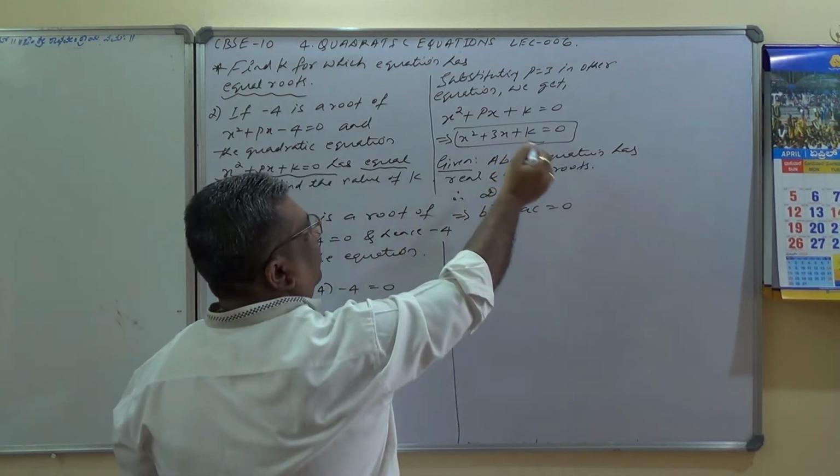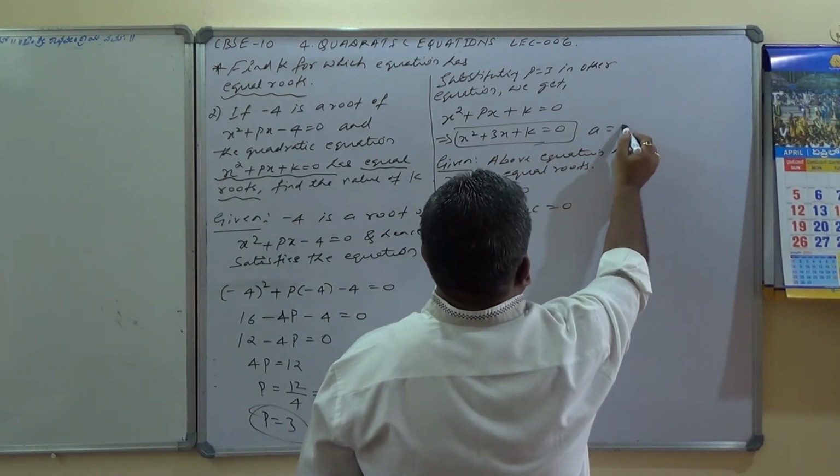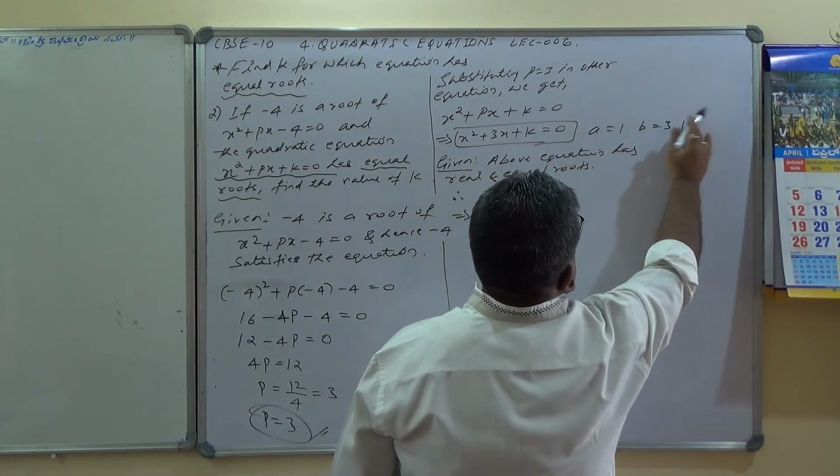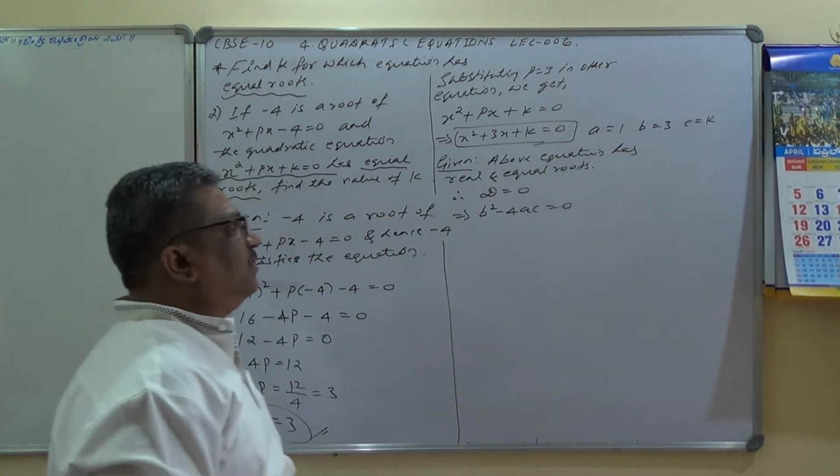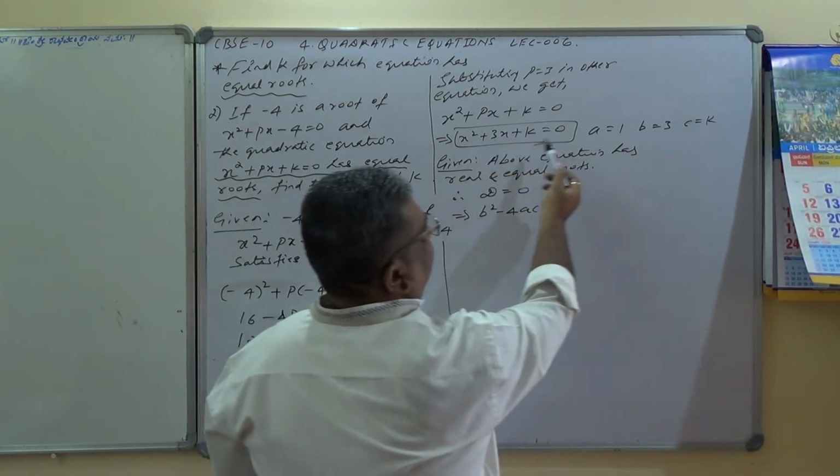What are the A, B, C values here? I will populate them here itself. A equals 1, B equals 3, and C equals K. Actually, we should have taken those values there itself. So A is 1, B is 3, C is equal to K.